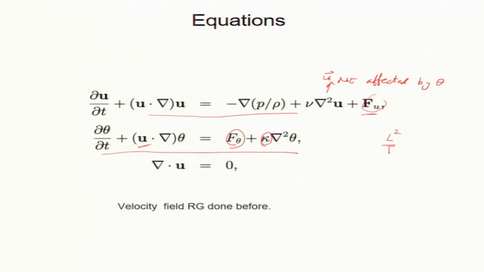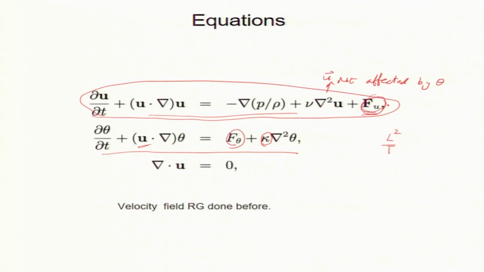Now, if the velocity is not affected by temperature or theta, then the properties are exactly the same as what we did before. If you assume the Fu is active only at large scale, then you get the Kolmogorov spectrum, right. So, I did not need to do any work, I can just use the results of the earlier lectures, done. Now, I need to worry about this, okay.